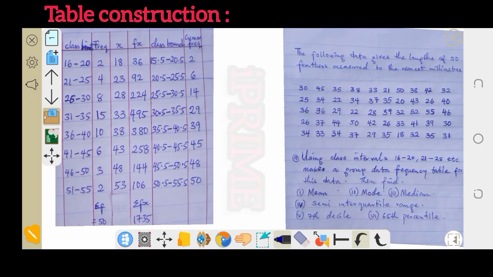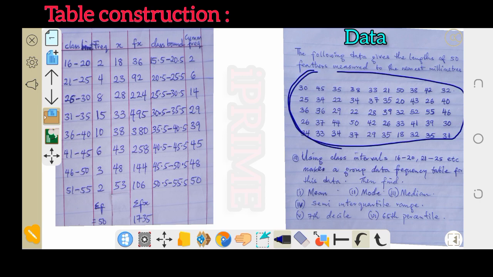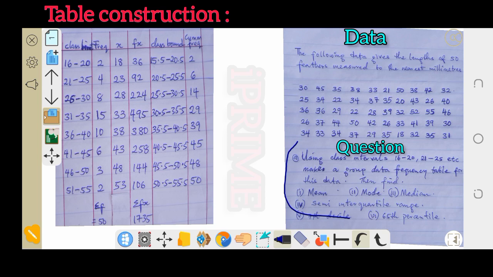Here is the table which we were asked to prepare. I've already prepared the table and I want to explain how I was able to obtain this table to you guys. Now let's go. Firstly, this is the data, and after the data comes the question after it. Here are the questions. Good.